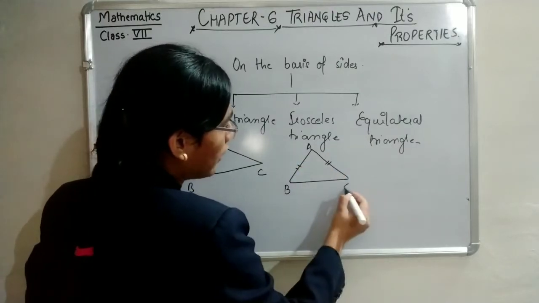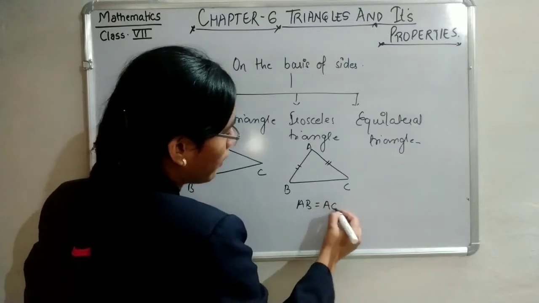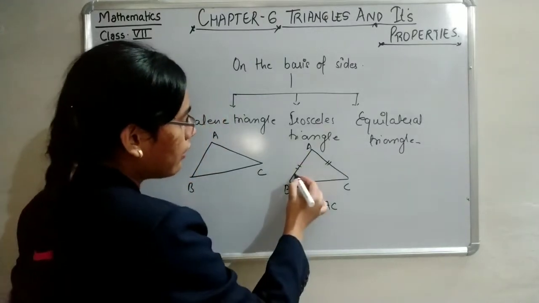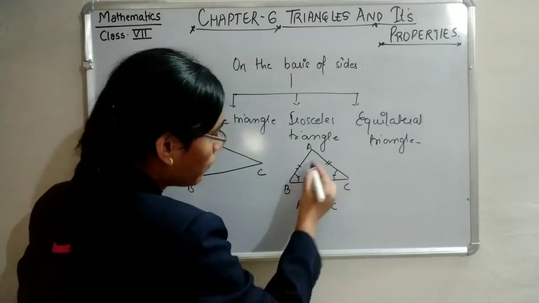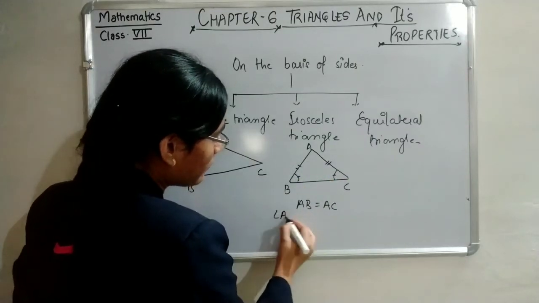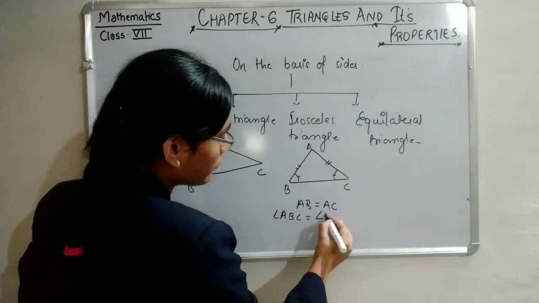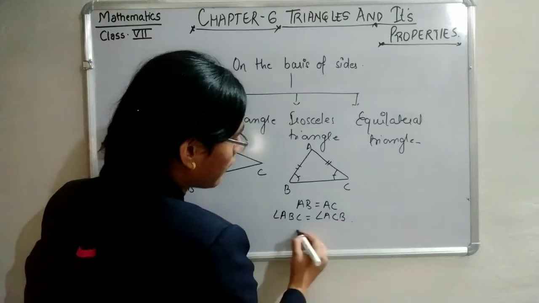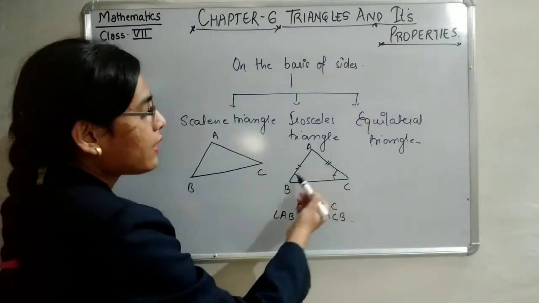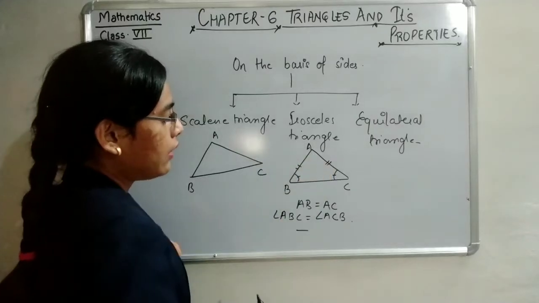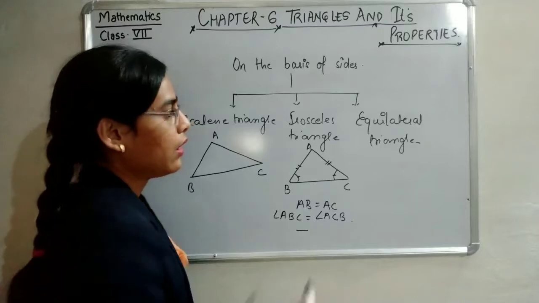Now, an isosceles triangle is a triangle having two sides equal. Here in this triangle ABC, we have AB equal to AC. Also, in an isosceles triangle, the angles which are opposite to the equal sides are also equal. So this angle ABC will also be equal to angle ACB. This is the property of an isosceles triangle: two sides are equal, and the angles opposite to the equal sides are also equal.